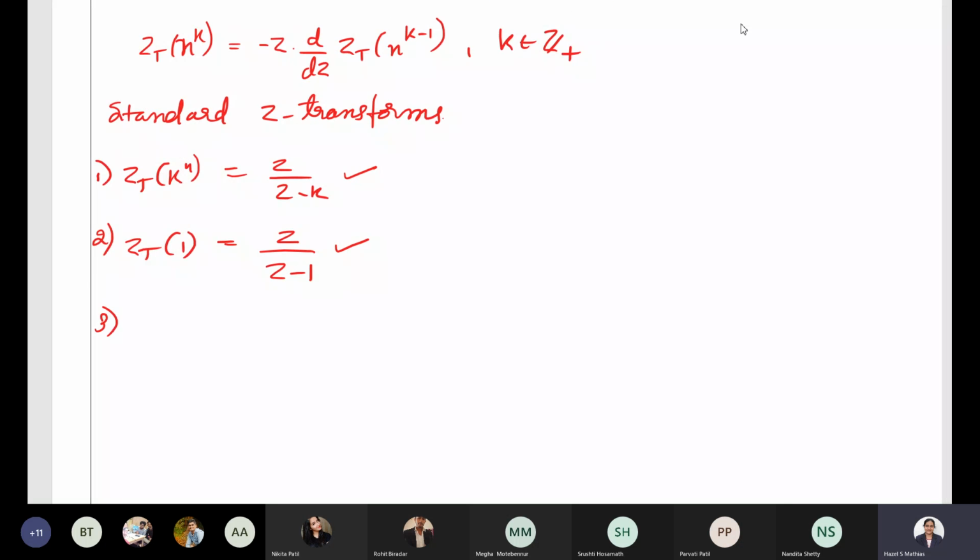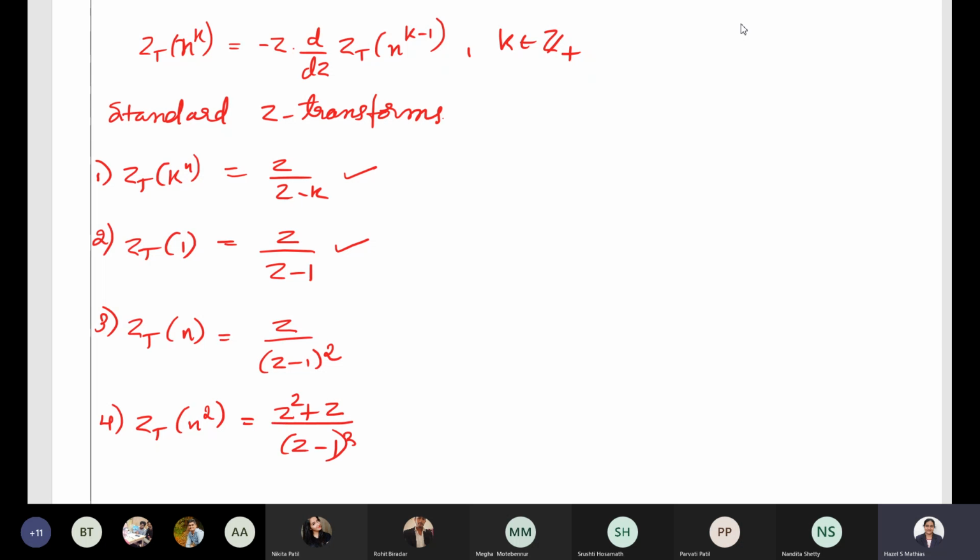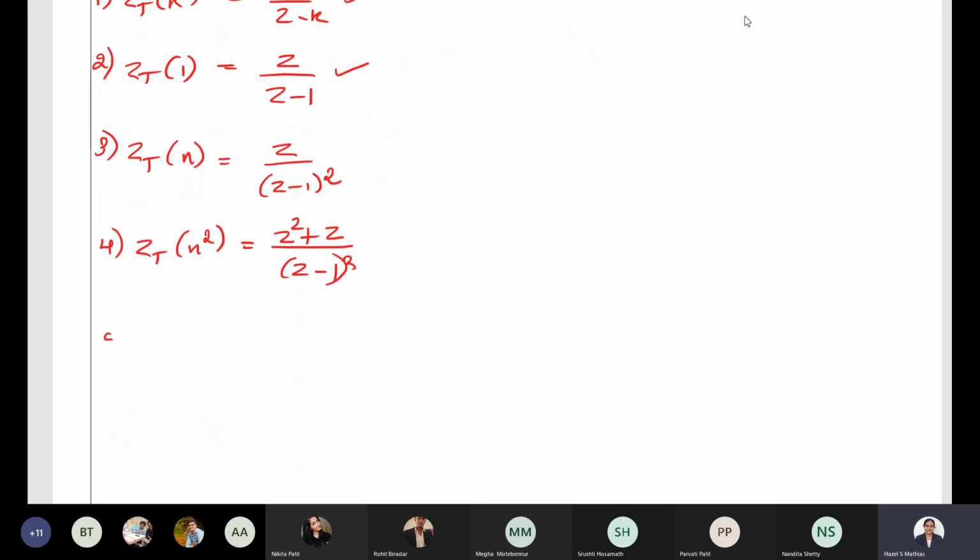Then third standard Z transform. Z transform of n is Z by Z minus 1 whole square. Fourth one. Z transform of n square is Z square plus Z divided by Z minus 1 whole cube. Then next fifth one. Z transform of n cube is nothing but Z cube plus 4Z square plus Z divided by Z minus 1 whole power 4. Okay, so these are the standard Z transforms.